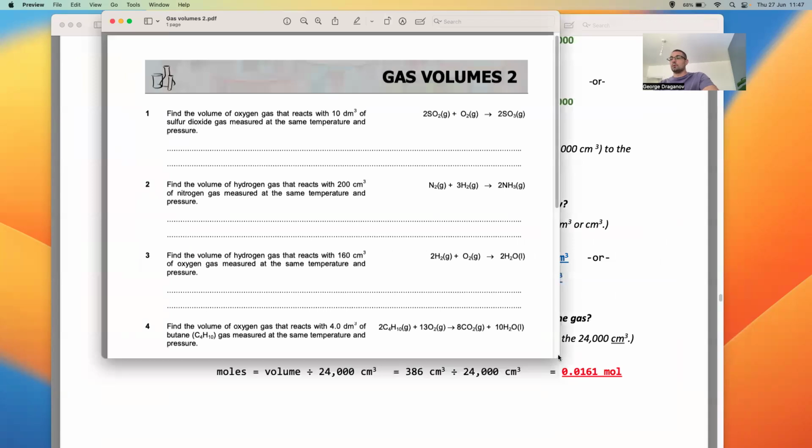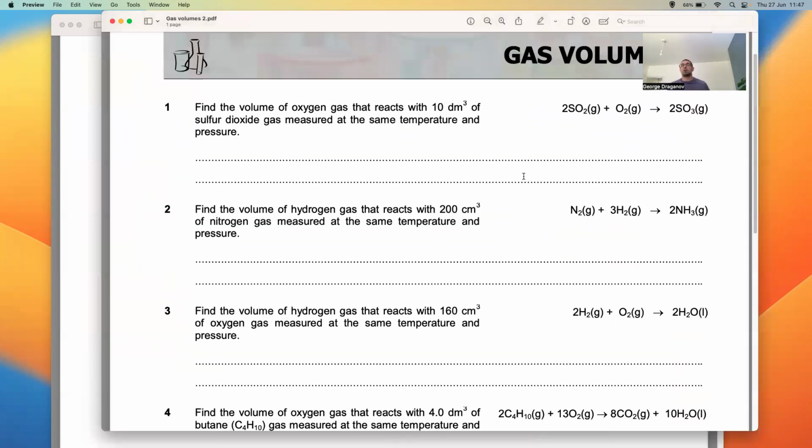So this is the one I wanted to show you. Now this trick will only work when they give you a volume and they're asking you to work out a volume. That's when this trick works. And it only works for gases, not for solutions. So it says, find the volume of oxygen that's made from 10 decimeter cubed of sulfur dioxide.